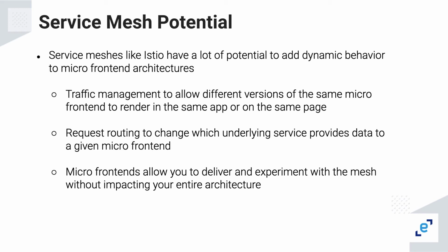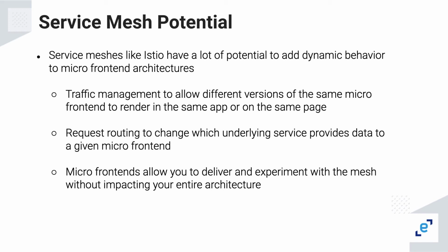The other thing you could do is provide switching about which underlying microservice provides data to a given micro frontend. And you could do this with any application using a service mesh, but in micro frontends, you get a little bit more control over which part of your application, which part of your user experience you're overriding. And you also get the ability to really control which parts of your application need to know anything about the service mesh or need to know anything about the type of testing that you're doing. And then micro frontends allow you to deliver an experience with the mesh without impacting your entire architecture.